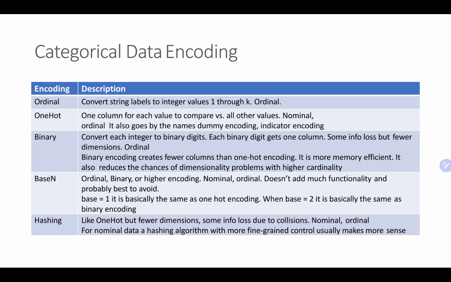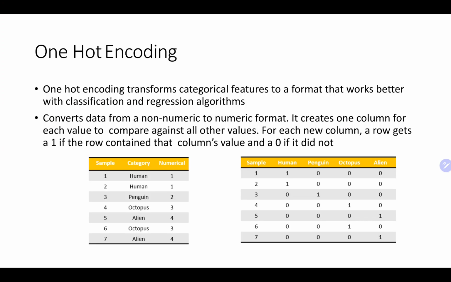If you have categorical data, we said you have to convert them into numeric types. So some of the methods are listed here. One-hot encoding is one of the most common ones, but there are a few other methods as well.